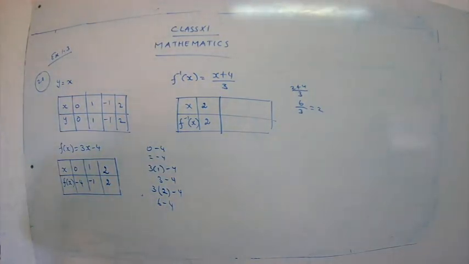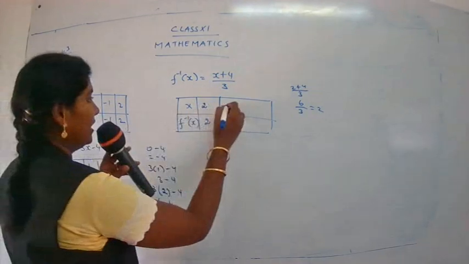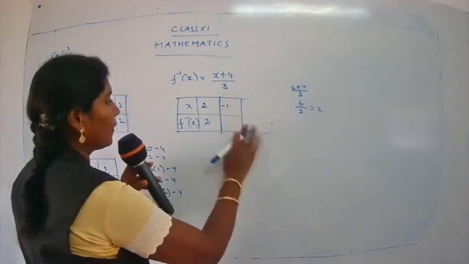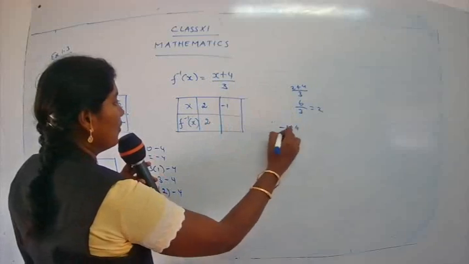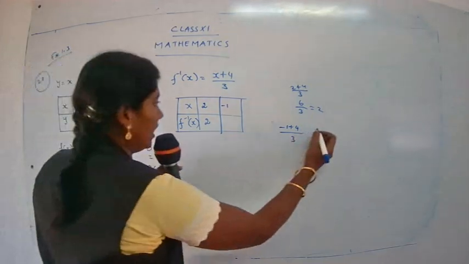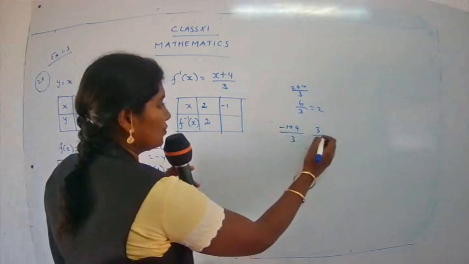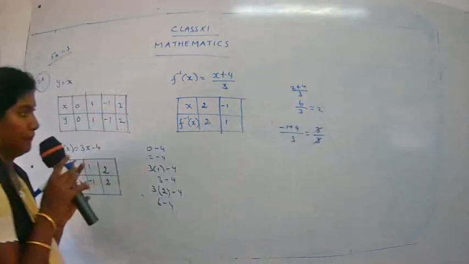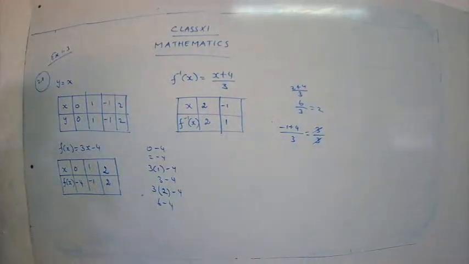Okay, now let us choose one more value. Yes, minus 1. If I take minus 1, minus 1 plus 4 upon 3 gives you 3 upon 3. Minus plus, 4 minus 1 is 3, and the sign of the bigger number is plus. So 3 upon 3 is 1. Write down the table properly. We have no need of writing more values; 2 or 3 values are enough.